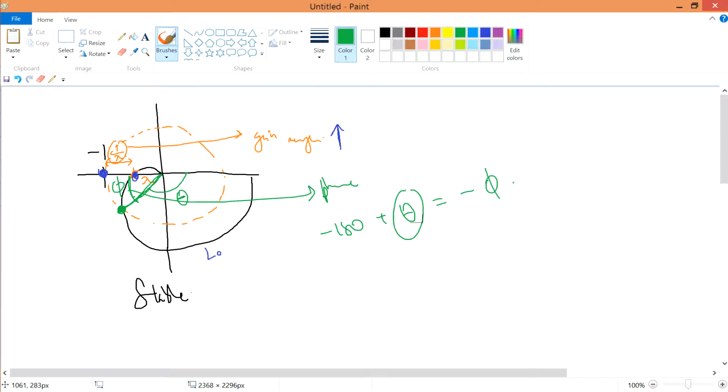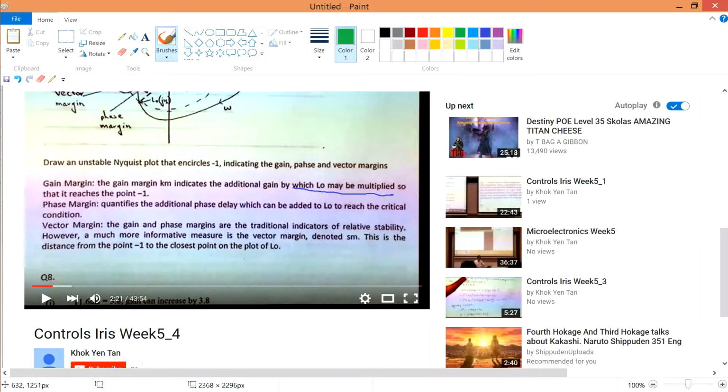So your theta itself over here, on this side, if it's 50 degrees, although this doesn't look like 50 to you, maybe about 120. So you have somewhat -60 degrees. This tells us that we have 60 degrees more to reach -1. This portion over here is 60 degrees. So we have a certain angle before we go unstable. This tells you how much angle you can take before going unstable. Therefore the phase margin explanation is how much additional phase delay you can add to your L0, which is your Nyquist plot, to reach the critical condition -1. So you also need to understand additional phase delay.